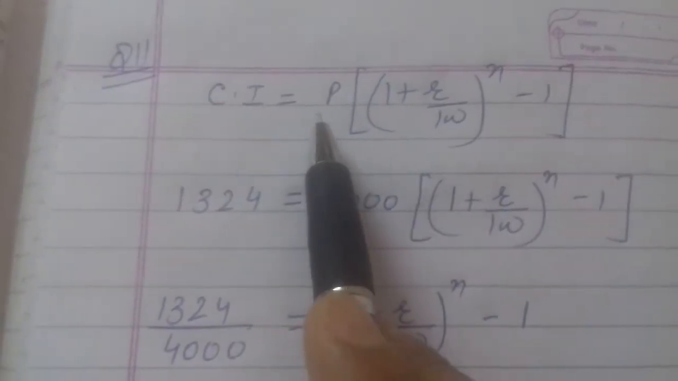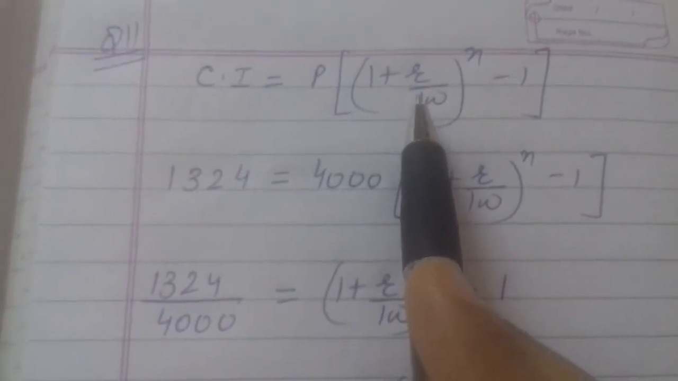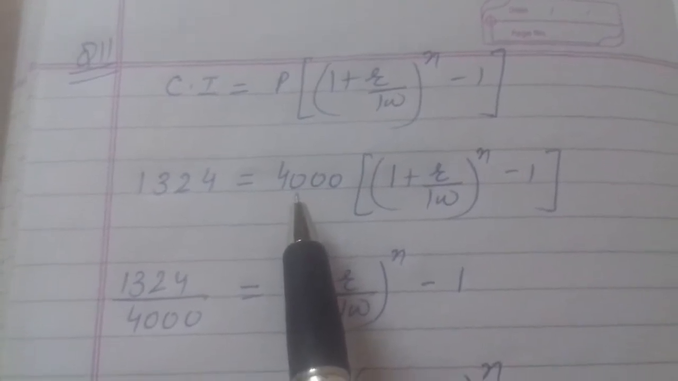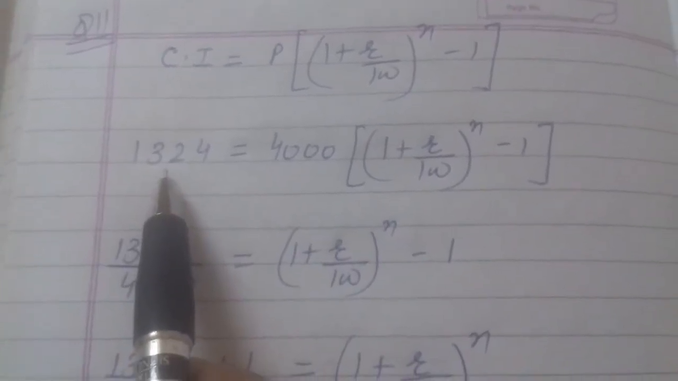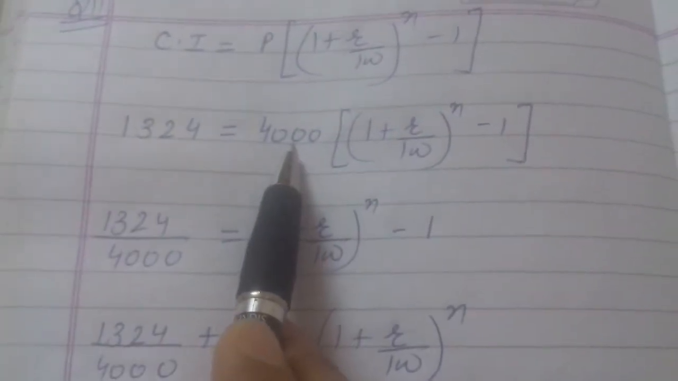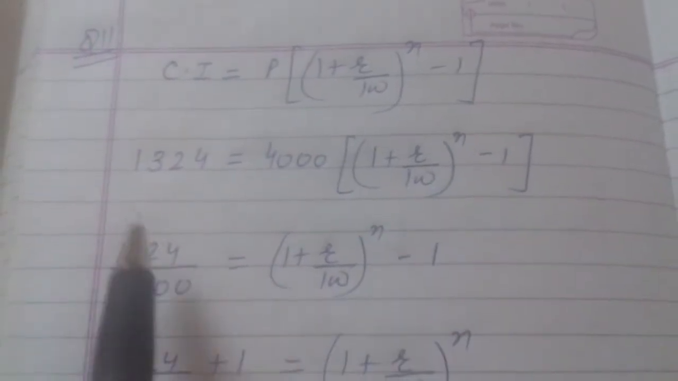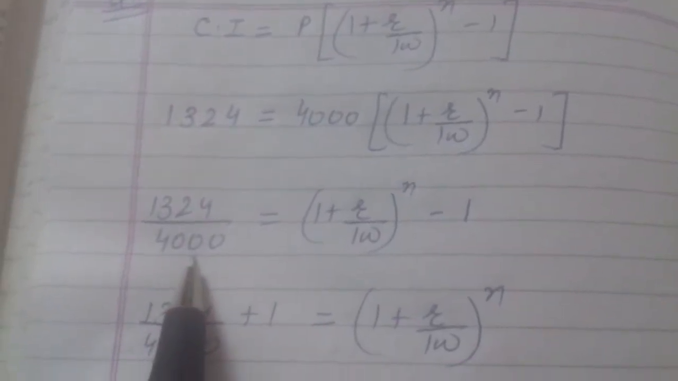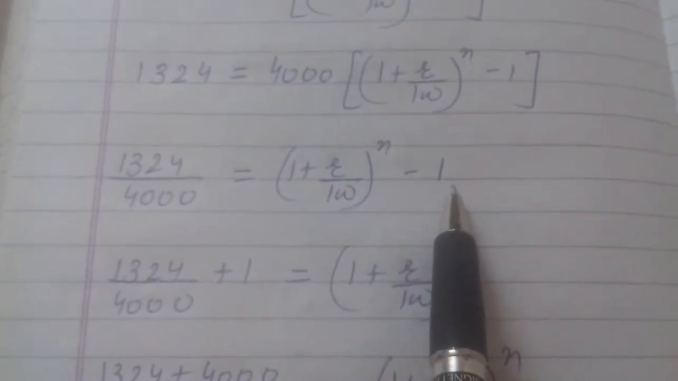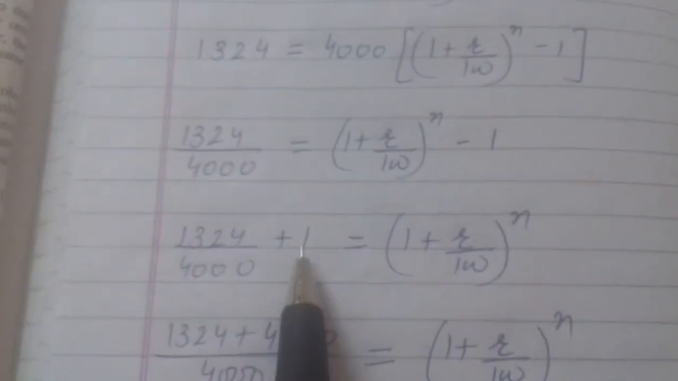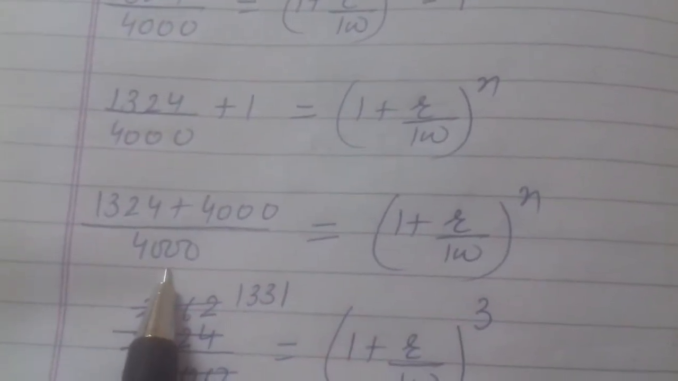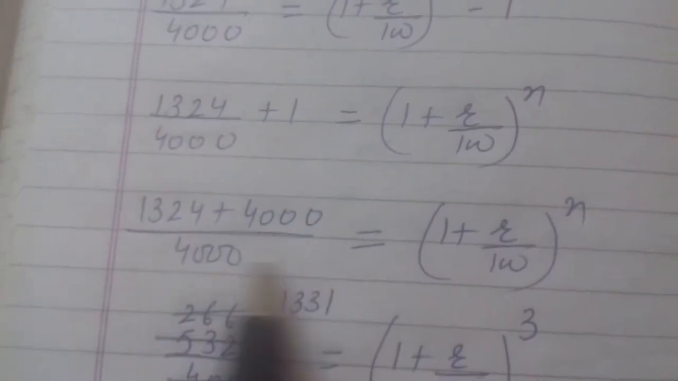11th question, at what rate percent? Again you have to find out the rate. A sum of 4,000 principal is given to you, yielding rupees 1,324 compound interest. Now in this case compound interest is given, so we'll apply this formula. Put the values: compound interest is given, this is given, and the rate we are asked to find out. Now look children, I can transpose 4,000 to this side, clear? Then this side you are left with (1 plus r by 100) raised to the power n minus 1. In the next step we can take 1 to this side, clear? When you take 1 to this side, then we have to take LCM. LCM will be 4,000.